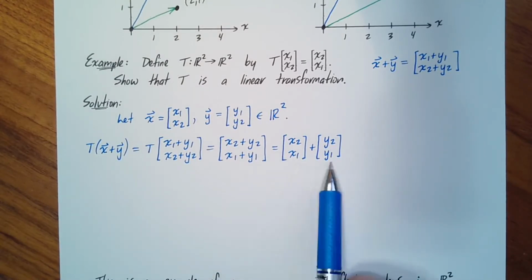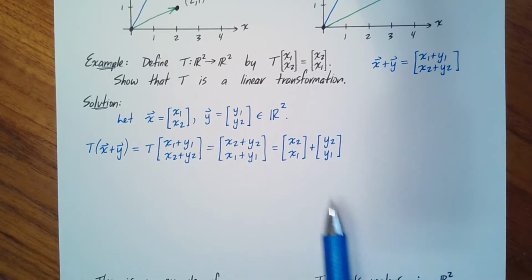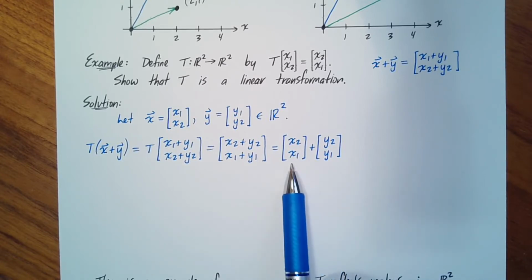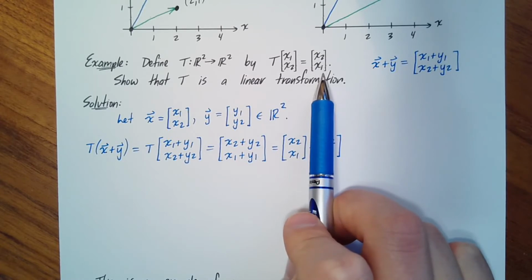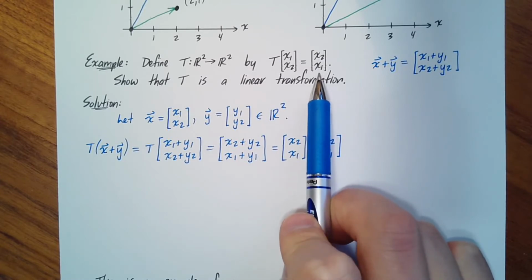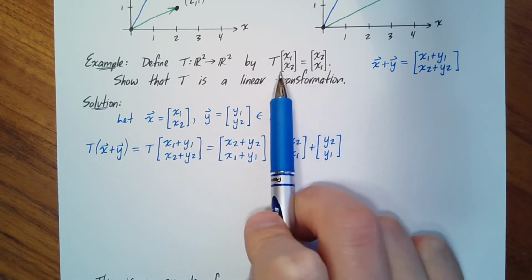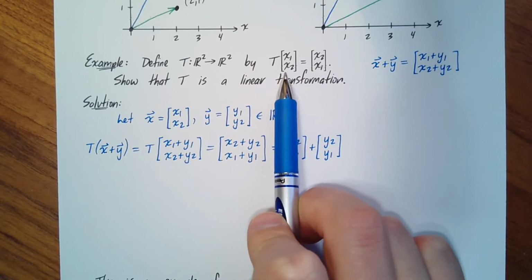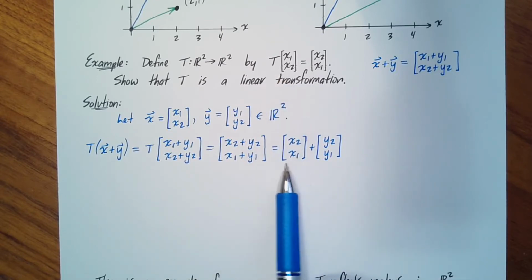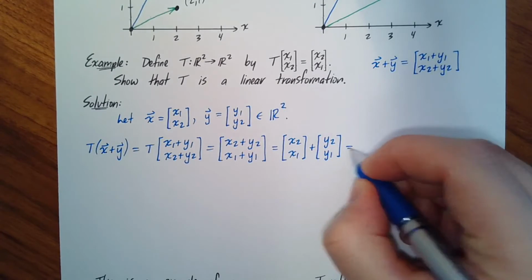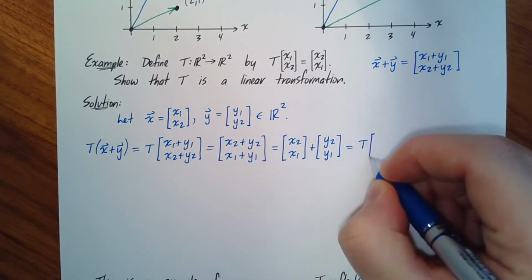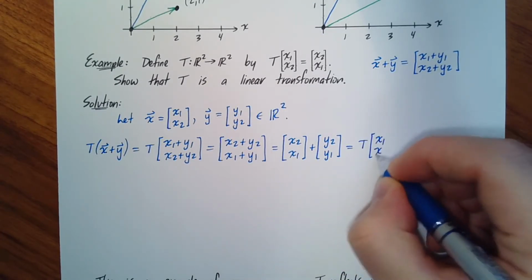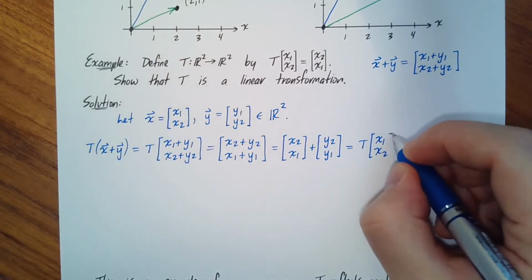This breaks up into the sum of these two vectors. But now, looking at this one in particular will give you the hint as to how to proceed. Because if you look at the vector x2, x1, that looks an awful lot like this one, x2, x1, right? It's the same thing. So what is this? It's T of x1, x2. So this is actually T of x1, x2. Let's write that, T of x1, x2.